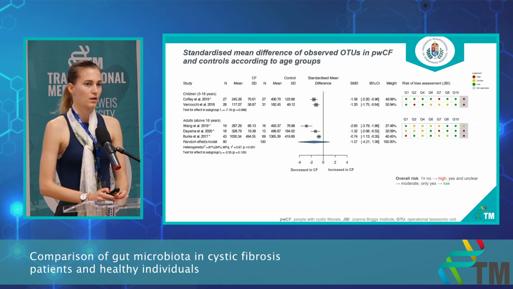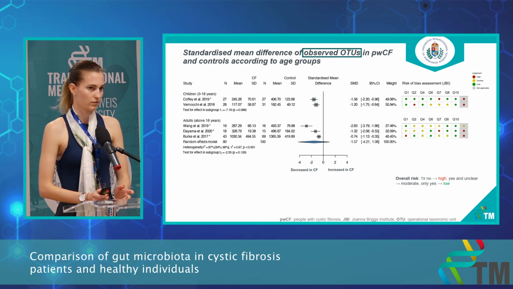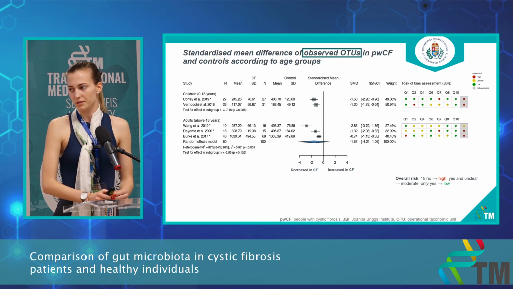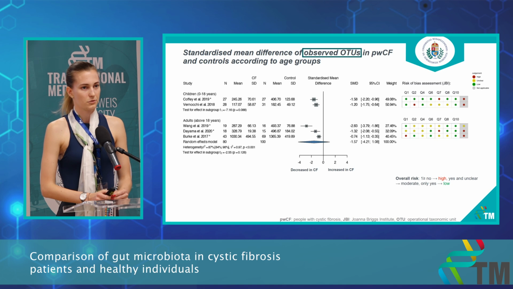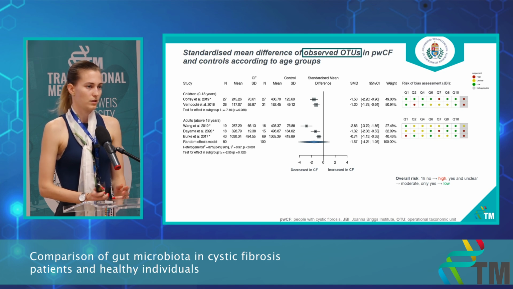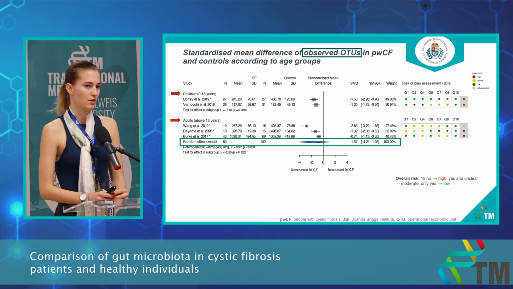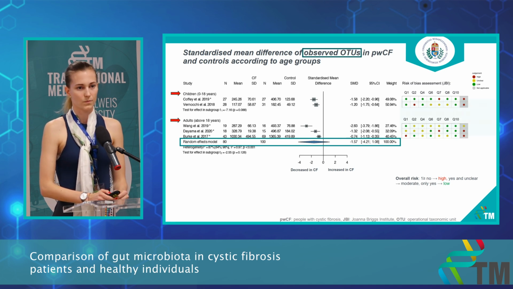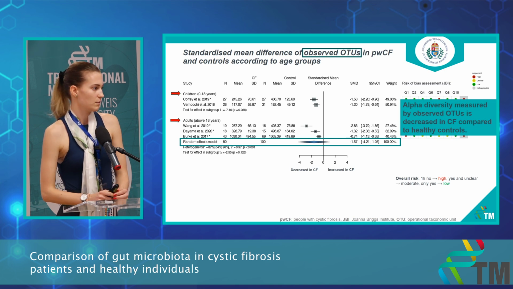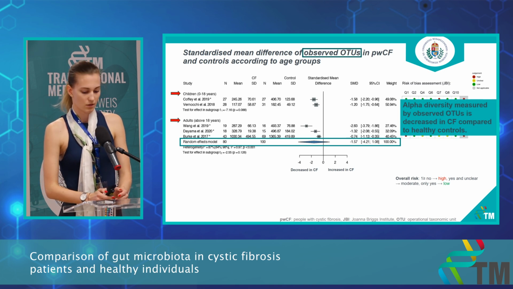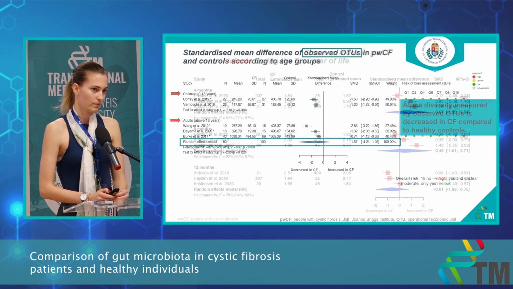This second slide shows us the results for observed OTUs, which is also an alpha diversity measure. It only takes bacterial richness into consideration. It ranges from 0 to infinity, with the higher numbers again indicating higher diversity. We had 2 subgroups, children and adults. We can see that in the subgroup of adults, CF patients have a decreased alpha diversity compared to controls. So we can conclude that alpha diversity measured by observed OTUs is decreased in CF patients compared to controls.